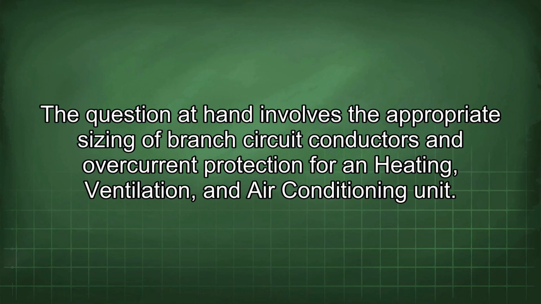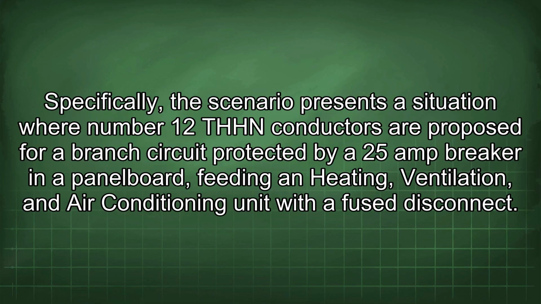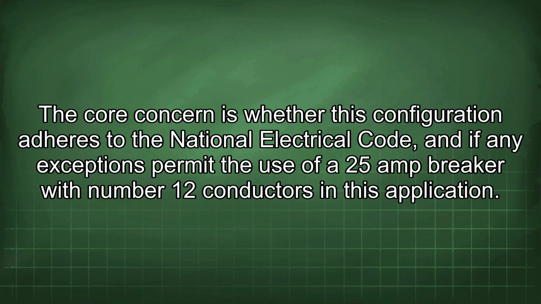The question at hand involves the appropriate sizing of branch circuit conductors and overcurrent protection for a heating, ventilation, and air conditioning unit. Specifically, the scenario presents a situation where number 12 THHN conductors are proposed for a branch circuit protected by a 25 amp breaker in a panel board, feeding a heating, ventilation, and air conditioning unit with a fuse disconnect. The core concern is whether this configuration adheres to the National Electrical Code, and if any exceptions permit the use of a 25 amp breaker with number 12 conductors in this application.